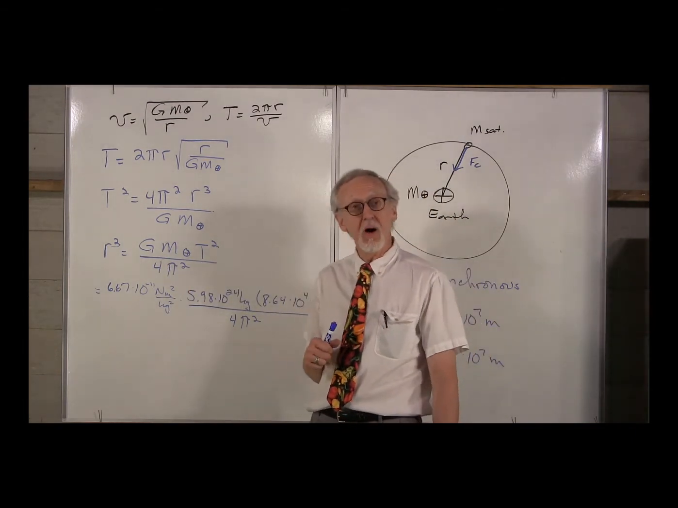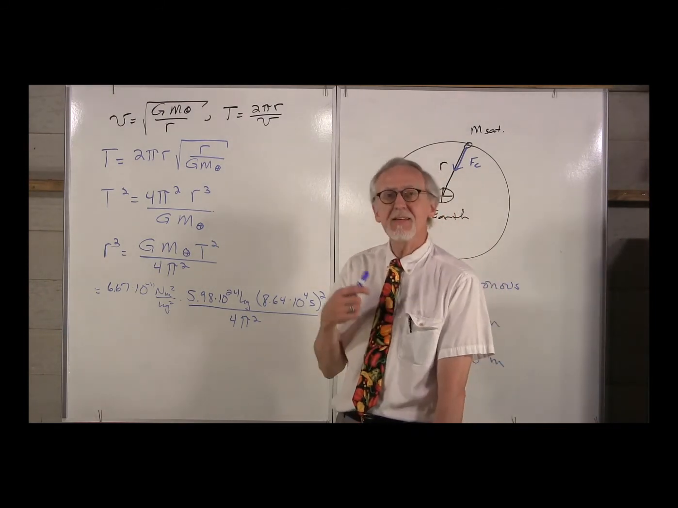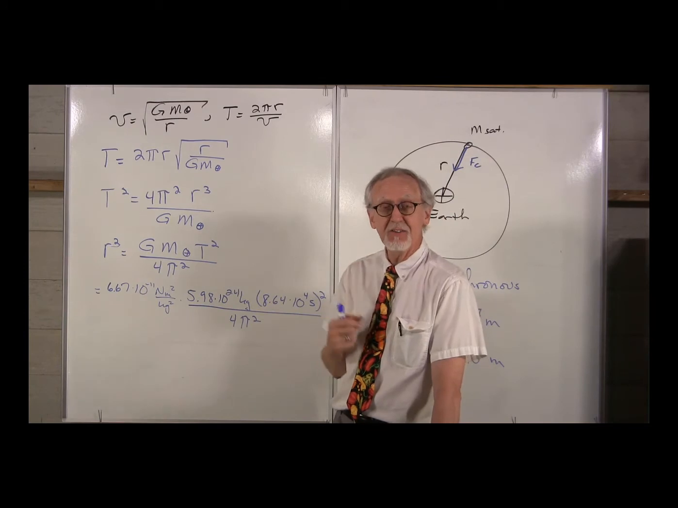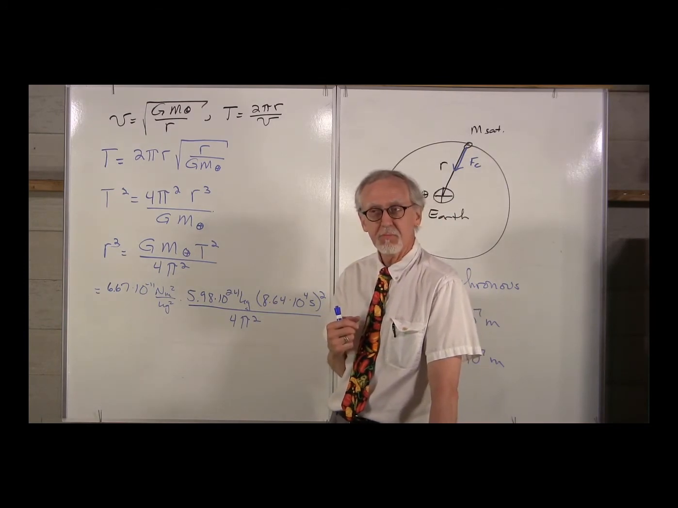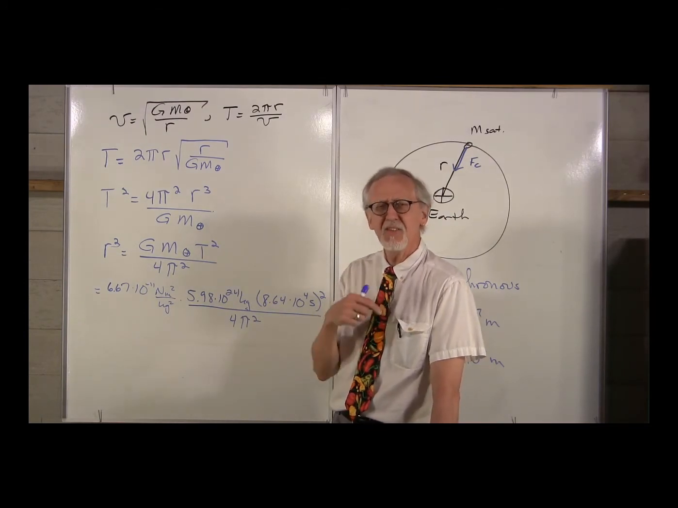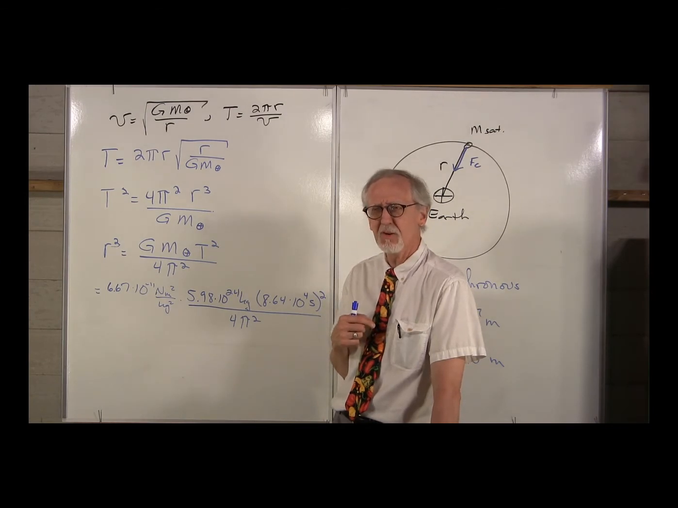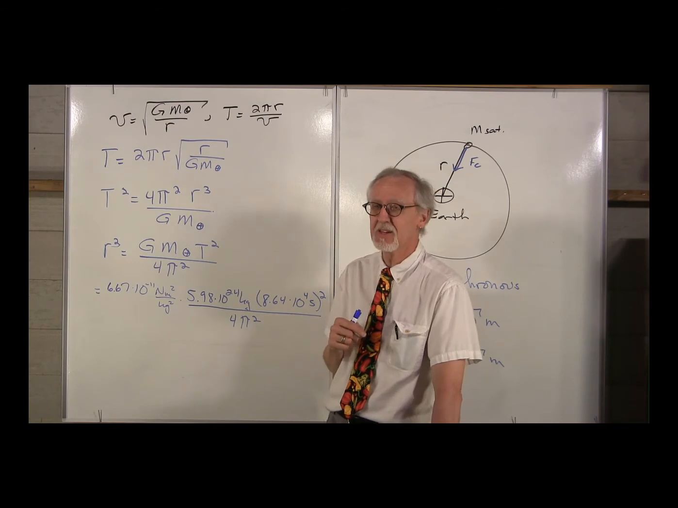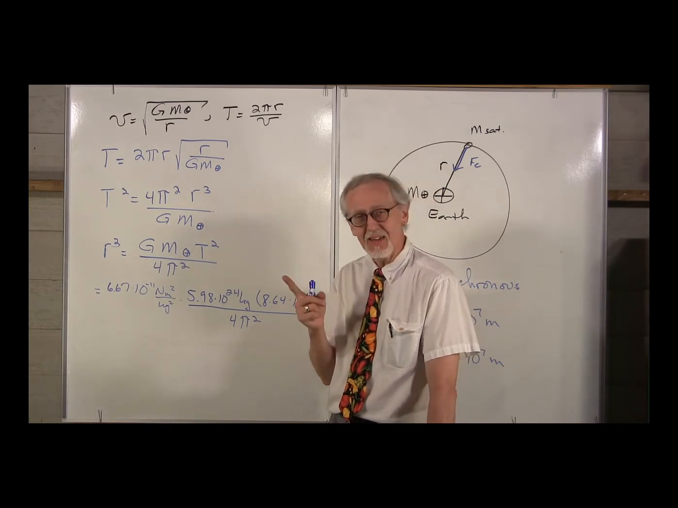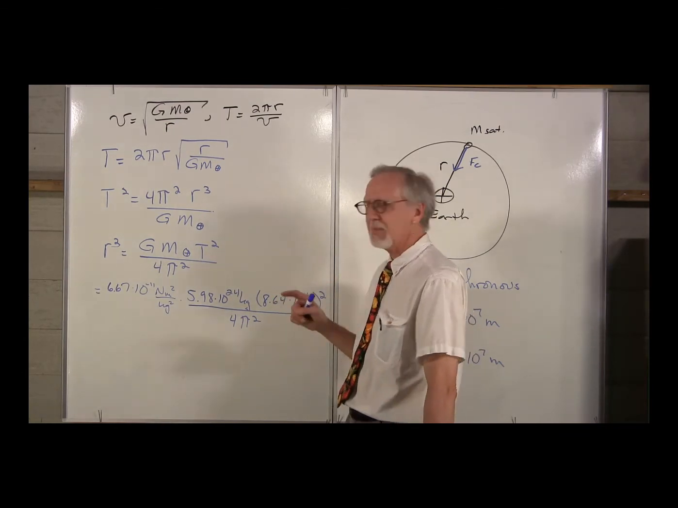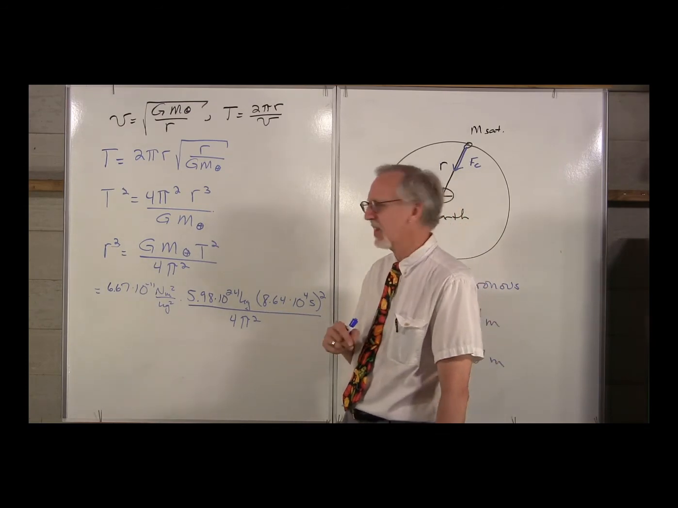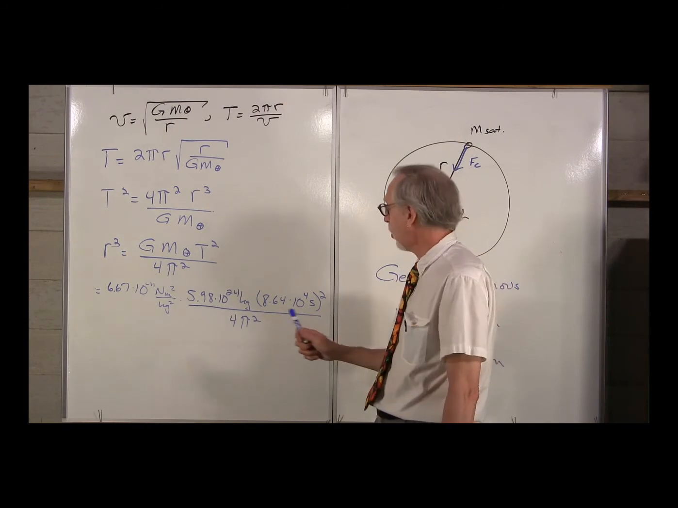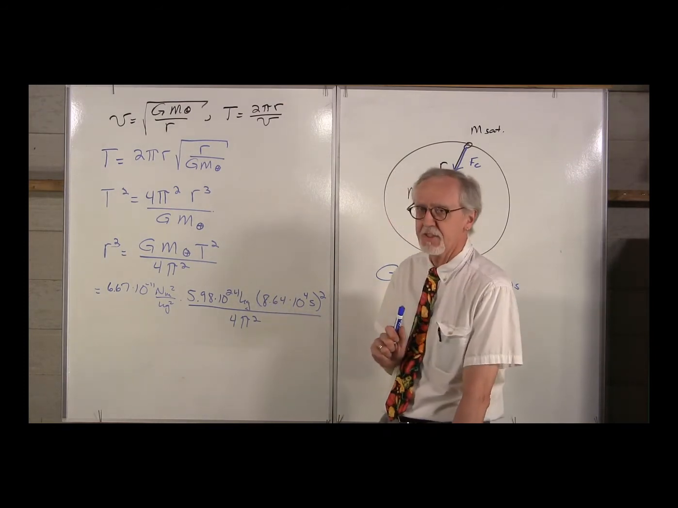Let's assume that we want a geosynchronous orbit so that T is equal to 1 day, the time that it takes for the Earth to rotate. Did I say that the Earth rotates once a year before? What I mean is the Earth rotates once a day, 24 hours. We're going to put in T is 1 day, 24 hours, or 8.64 times 10 to the 4th seconds.